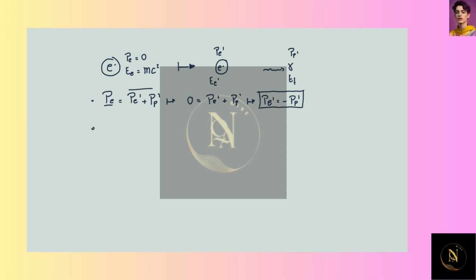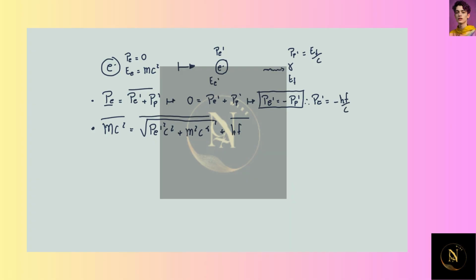Now, by using conservation of energy, it must also be true that mc squared is equal to the square root of P prime squared c squared plus m squared c to the fourth, plus h times f. This is the energy before the emission, this is the energy of the electron after the emission, and this is the energy of the photon. Now remember that the momentum of the photon is equal to the energy of the photon divided by the speed of light. Therefore, we can say that Pe prime is equal to minus hf divided by c.